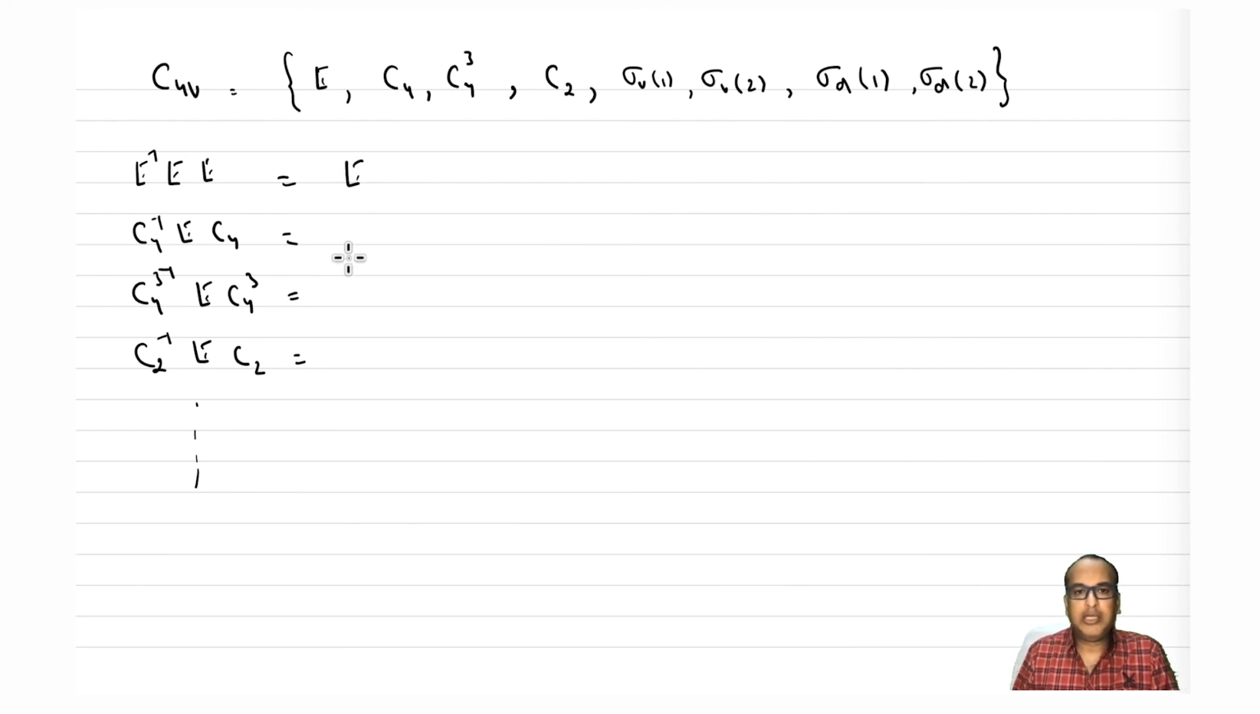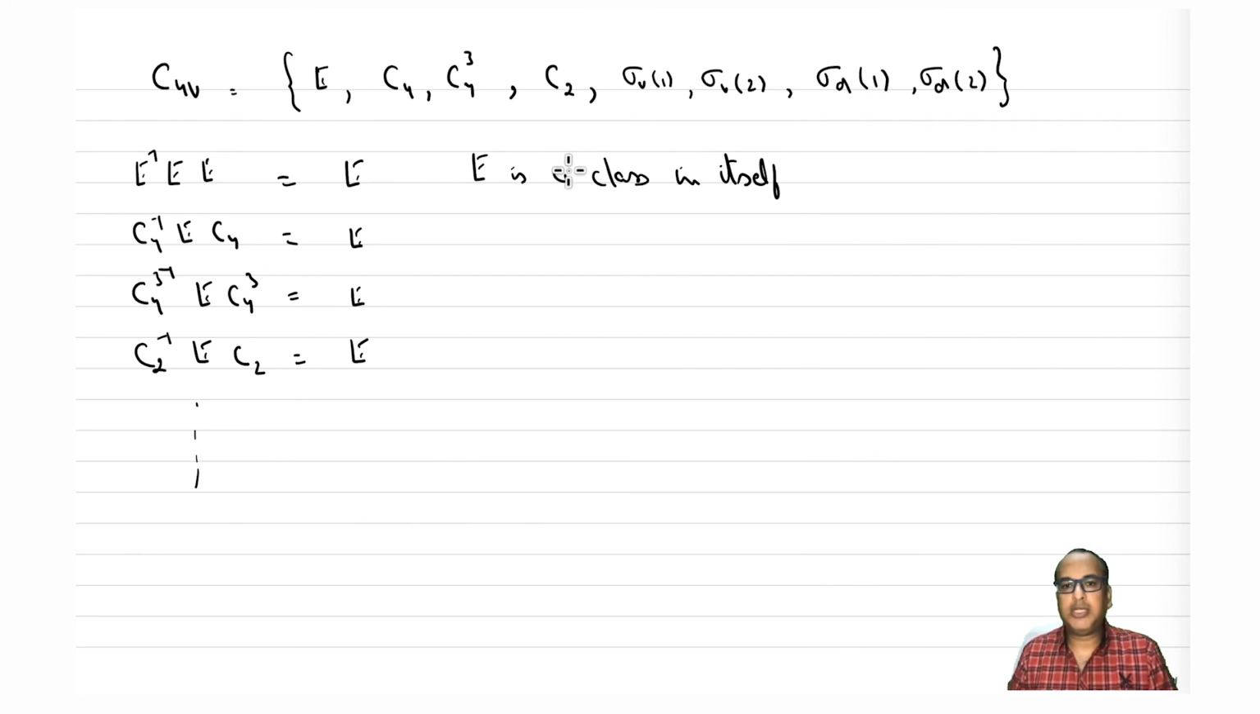In all these cases, you will see that I will get E, nothing else, right? So then we can say that E is a class in itself. So E always forms a subgroup, and similarly E forms a class also, okay? So E is a class in itself.